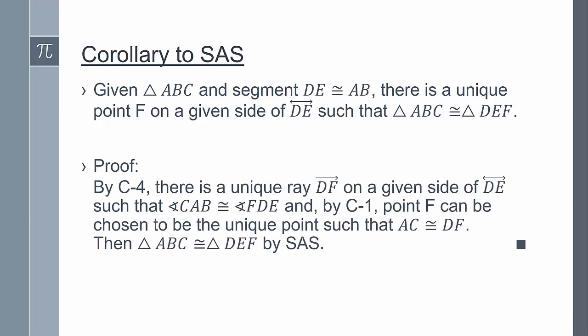So let's look at the following proof. By congruence axiom 4, there's a unique ray DF on a given side of line DE such that angle CAB is congruent to angle FDE. Then by congruence axiom 1, point F can be chosen to be the unique point such that segment AC is congruent to DF. And then we can use the side angle side criterion to conclude that triangle ABC is congruent to triangle DEF.